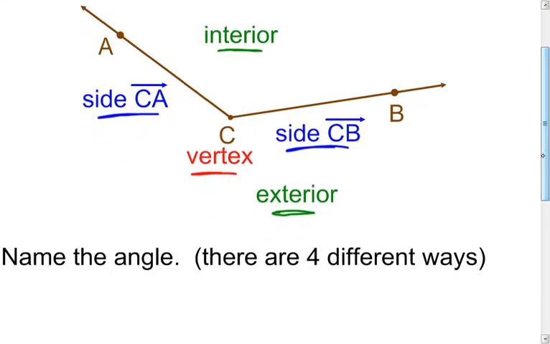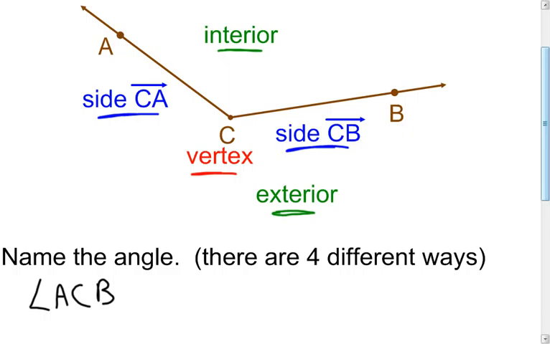Now again, we want to be able to talk about it. It's like our segments, our lines, our points, everything we've been able to name. Now there are multiple ways to name an angle. There's the 3-letter approach, which is the longest one, and we're going to start off with the angle symbol, and we can call this angle ACB.